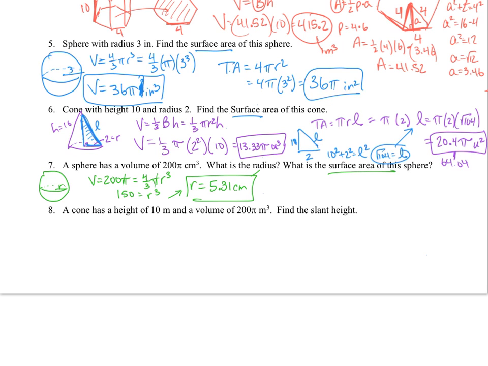What is the surface area? Well, the surface area is going to be 4 pi times this radius, 5.31, squared. So square that radius times 4, and you get 112.92 pi, and if you multiply this all out, it'll be 354.47.58 square centimeters. And either answer is fine.